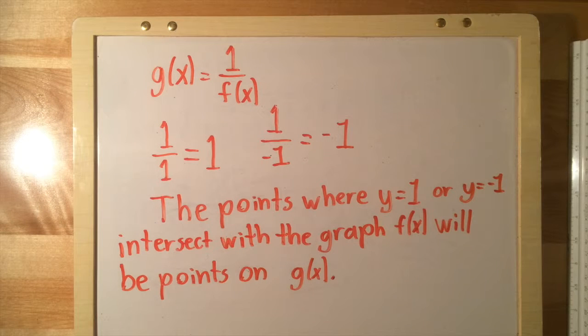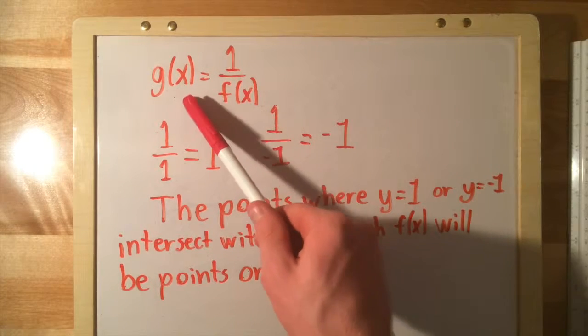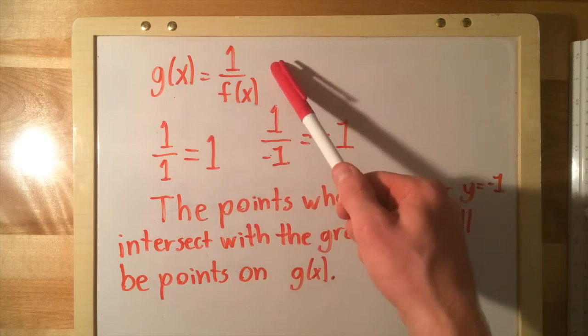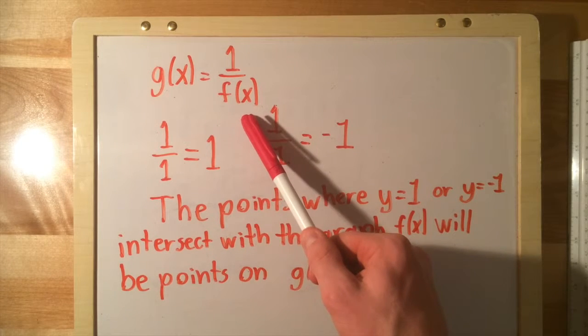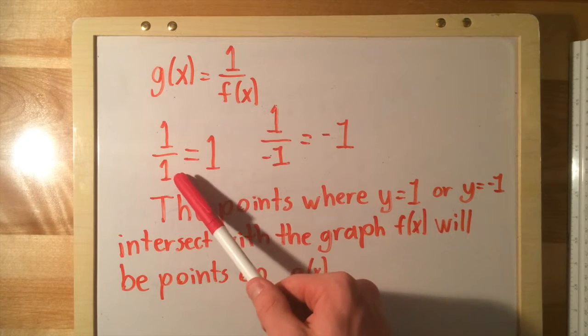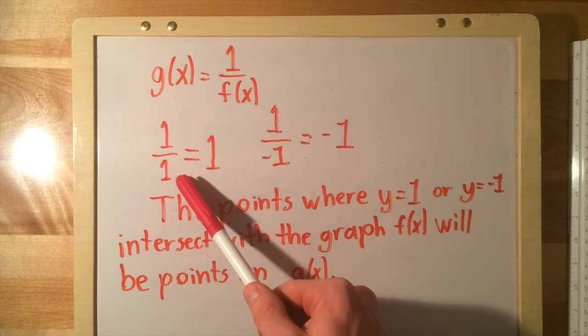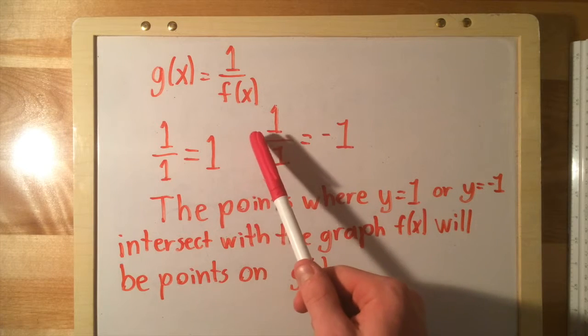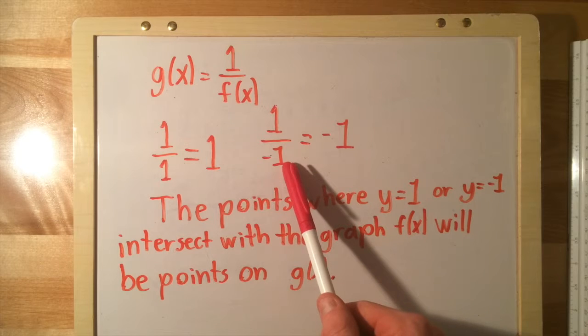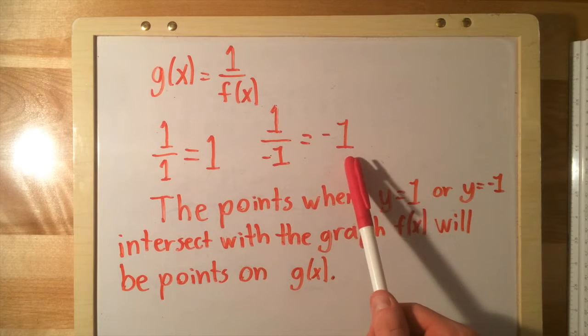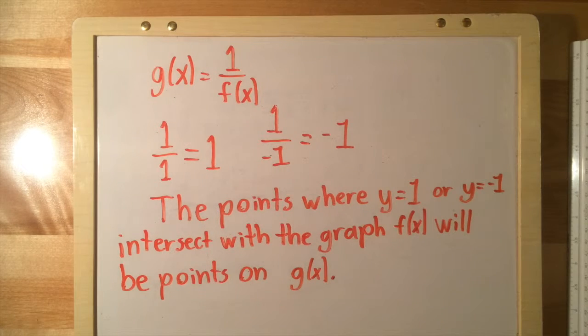Now we must determine our points of intersection for our graph. We know that our reciprocal function, g of x, is equal to 1 over our original function, f of x. So when f of x is equal to 1, we know that g of x is also equal to 1. When f of x is equal to negative 1, we know that g of x is also equal to negative 1. Therefore, the points where y equals 1 or y equals negative 1 intersect with the graph f of x, our original function, will also be points on g of x, our reciprocal function.